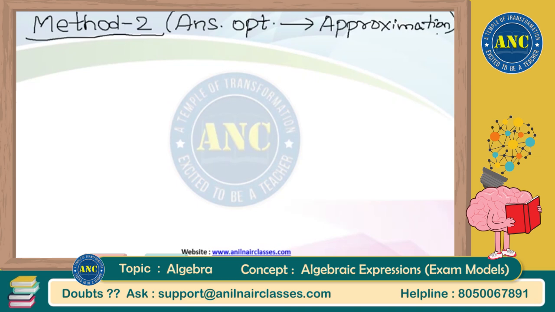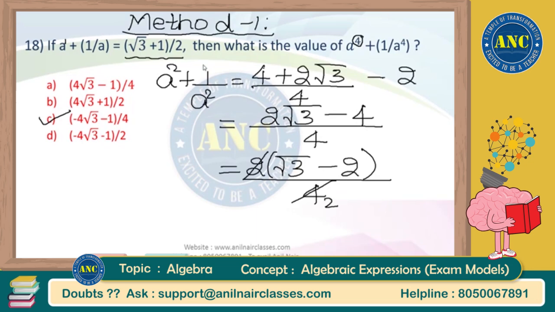Now, listen carefully, sir. Listen to it very, very carefully. In the question, they are giving it as a plus 1 by a is root 3 plus 1 whole thing divided by 2. I will use the approximation concept. That is correct only, right? Root 3 plus 1 whole by 2. Yes, it is correct.